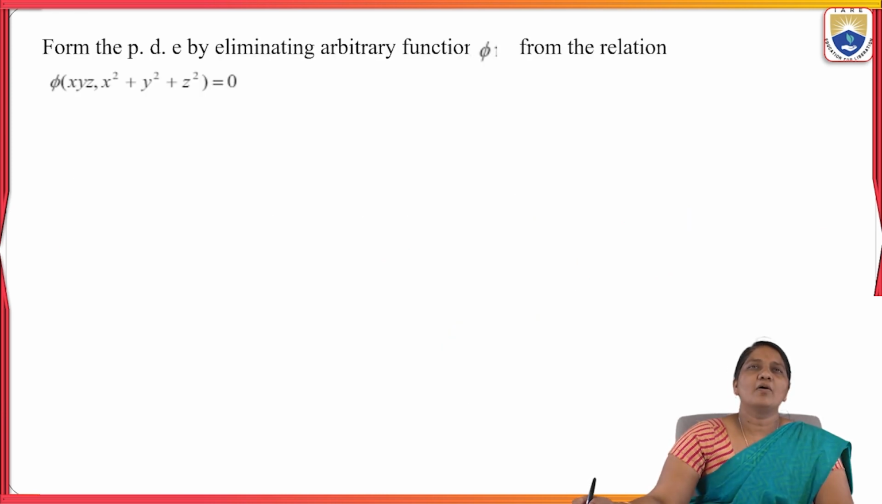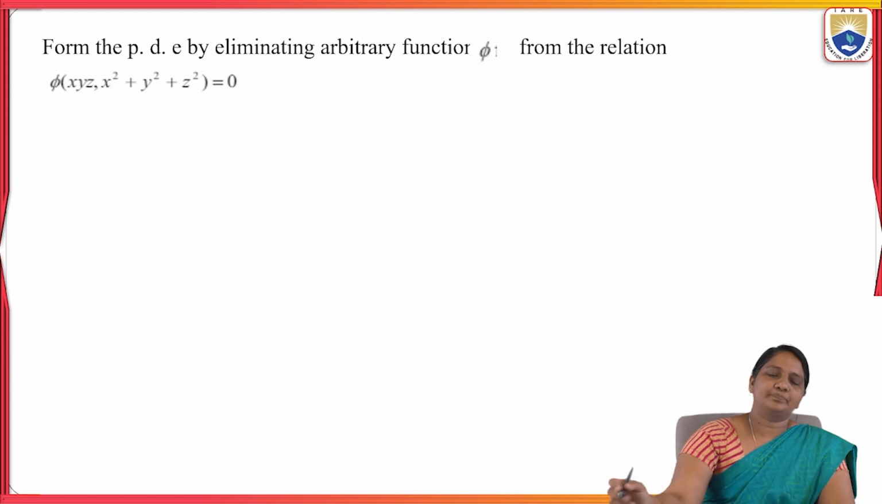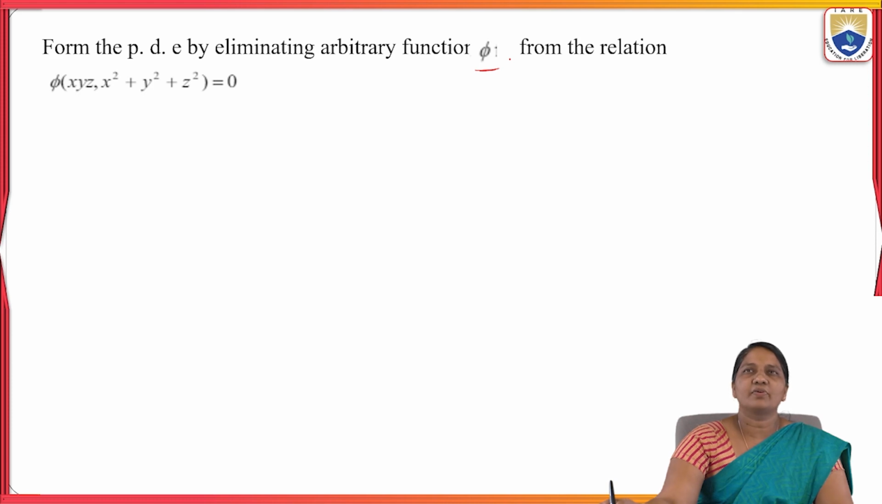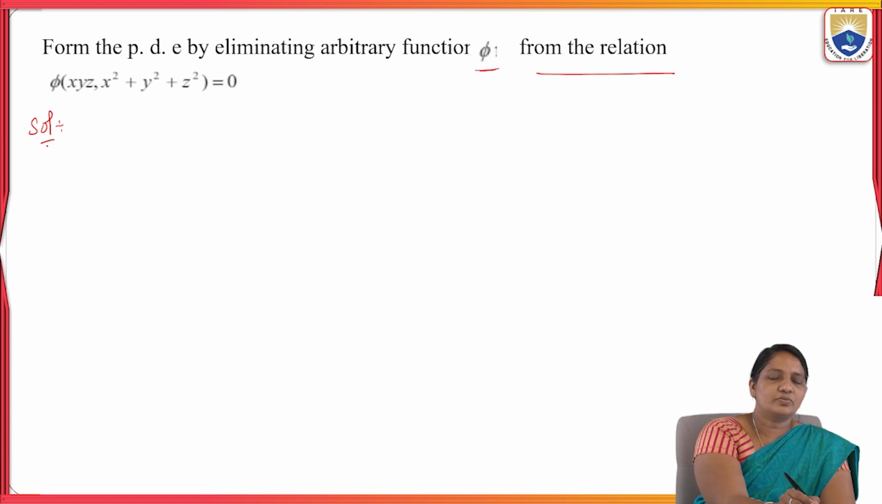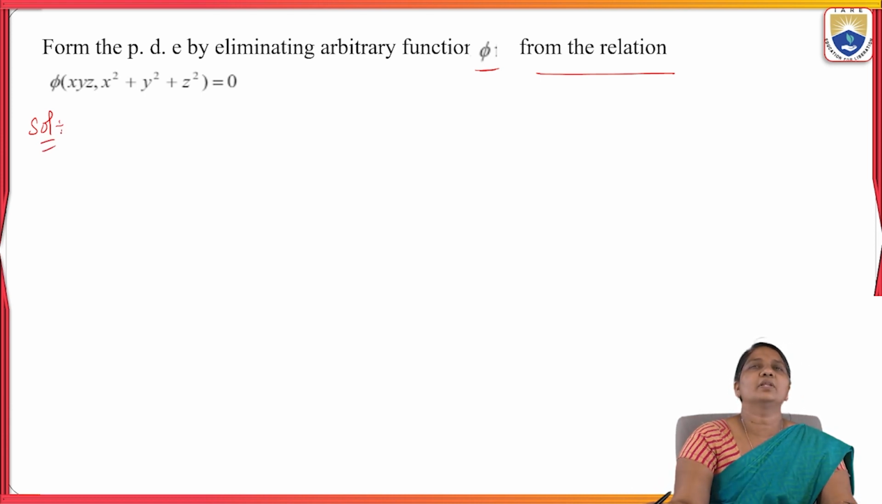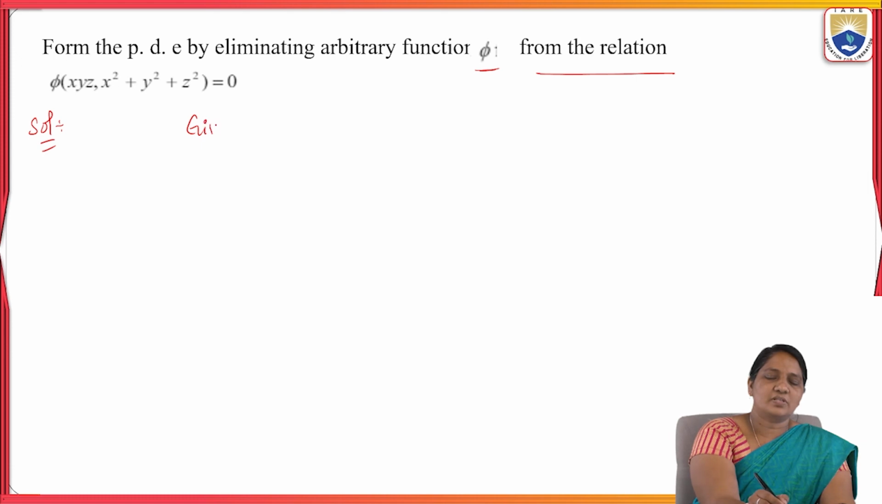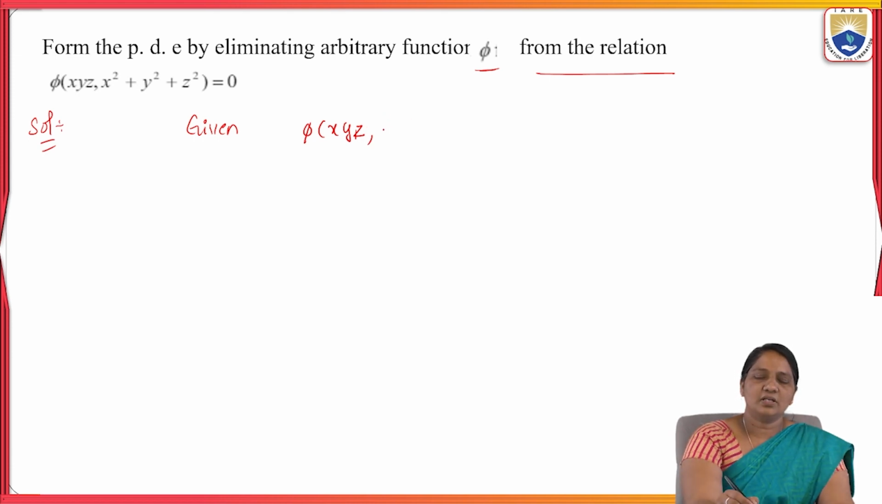First, see the question. Form the partial differential equation by eliminating the arbitrary function. Here the function is given as phi, from the relation phi of xyz, comma, x square plus y square plus z square, equal to 0. According to the procedure, first we have to write the given equation. The given function is phi of xyz, comma, x square plus y square plus z square, equal to 0.